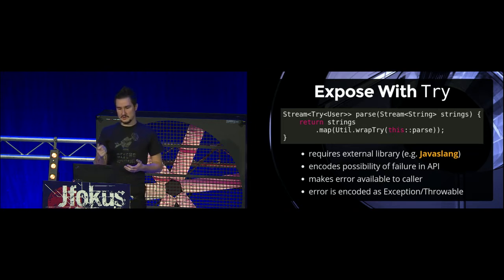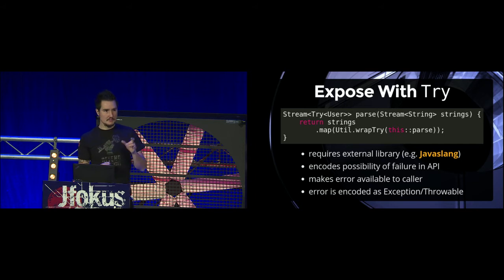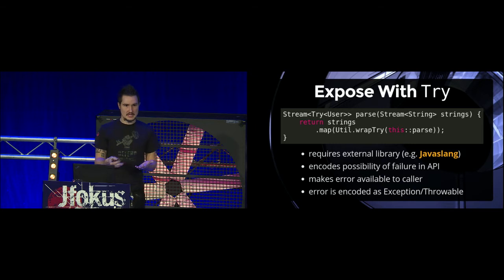And as I said, this requires an external library. But what I like about this, I use Java slang, but you can use different functional libraries which do that. This encodes the possibility of a failure in the API. Like the caller will now be aware of the fact that things might go wrong, and he will get a stream of all the things that happened, and none of them are missing. So he will see whether all of them failed or some of them failed, and he can decide whatever.